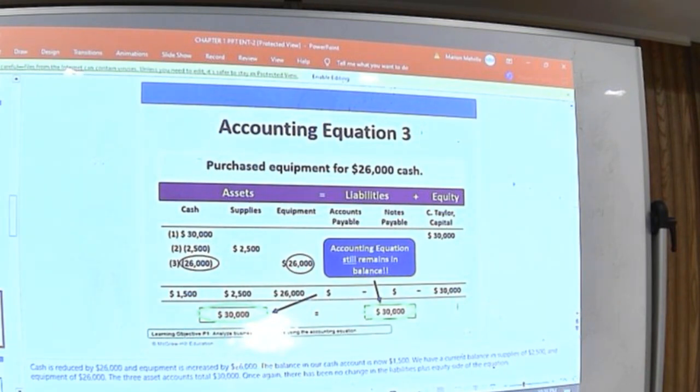Here again, just a slide that says, okay, we're still in balance. 30,000 on the left, 30,000 on the right.